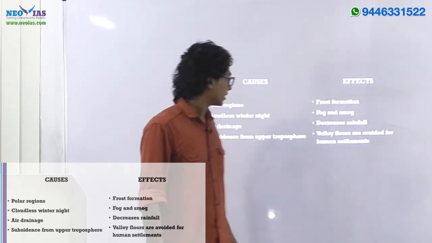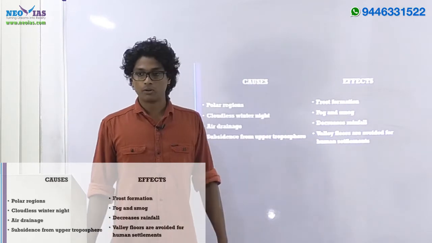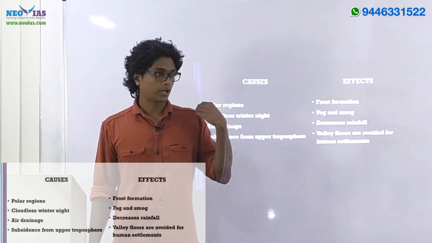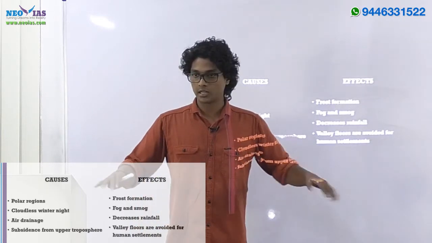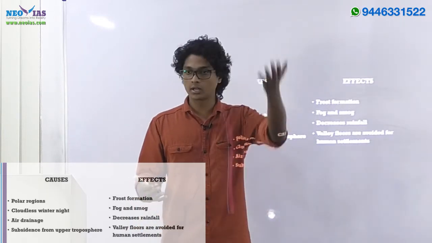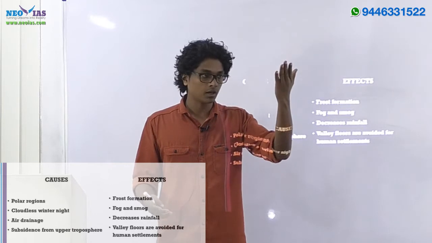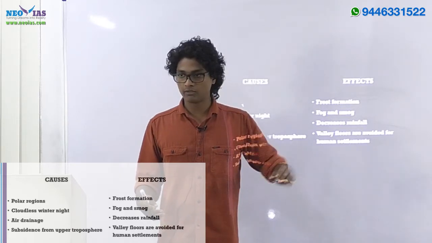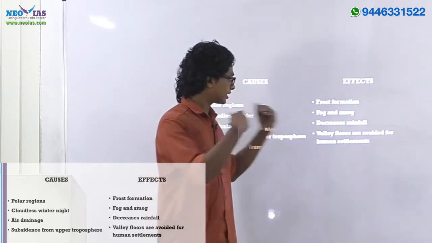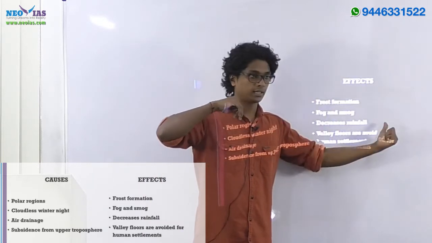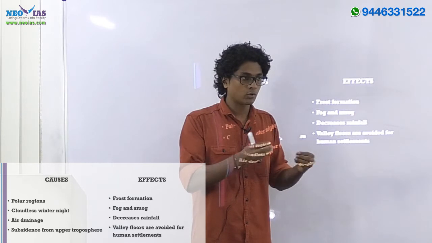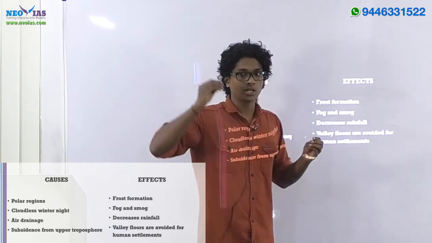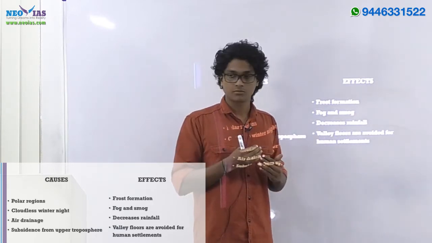Then decreased rainfall. If you have temperature inversion, and the cold air settles near the surface, it is denser, right? It will not rise up. If the air is not rising up, it will not result in rainfall. So we say this discourages rainfall. Again there itself we have to link it to the effect on habitants.